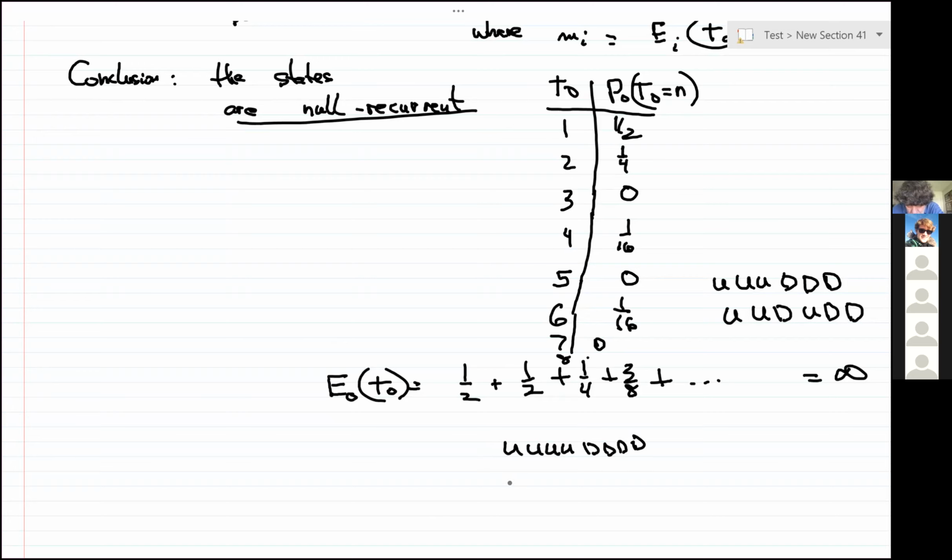Or you can go up to 1, up again to 2, down to 1, up to 2, down to 1, up to 2, down to 1, and then down again. 1, 2, 3, 4, 5, 6, 7, 8. Yeah.